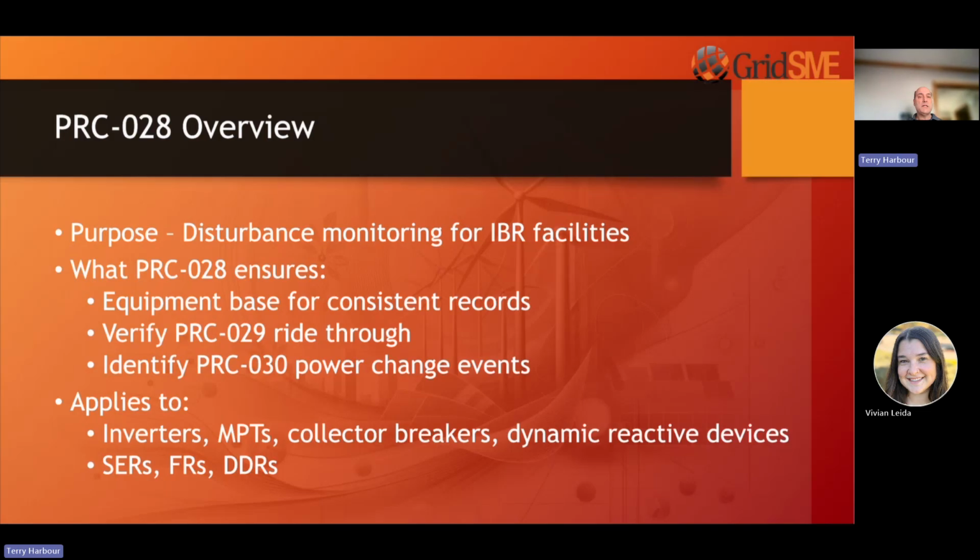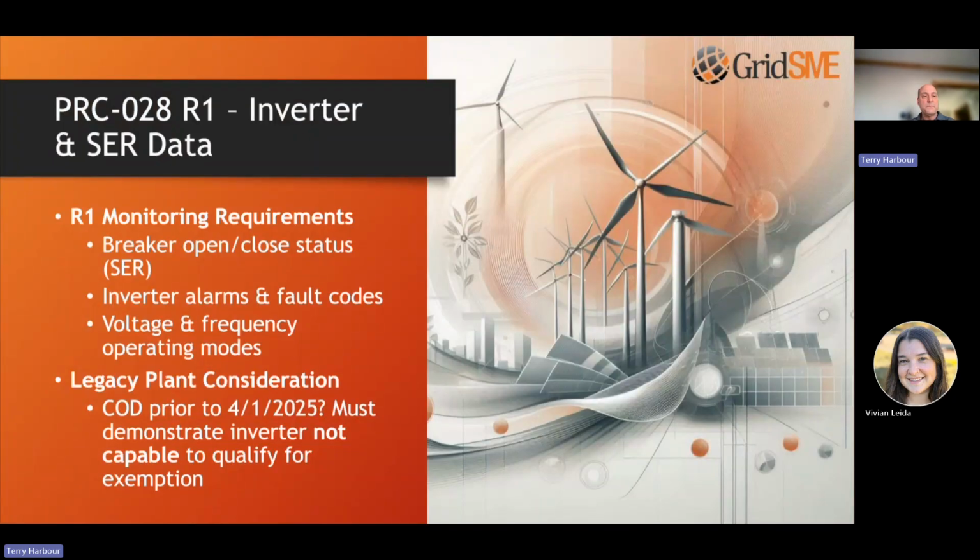So PRC-028 is your disturbance monitoring equipment standard for inverter-based resource facilities. It provides base equipment requirements for verifying that you are compliant to NERC Standard PRC-029 and your voltage and frequency ride-through standard. It will also help you identify power change events for NERC Standard PRC-030. It's going to apply to your inverters, your main power transformers, your collector breakers, and your dynamic reactive devices. It's going to cover equipment like sequence of event recorders, fault recorders, and dynamic disturbance recorders.